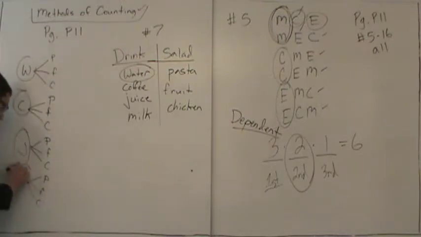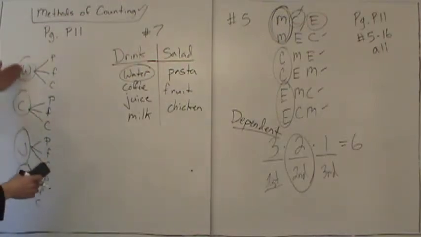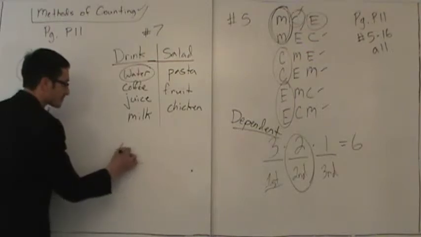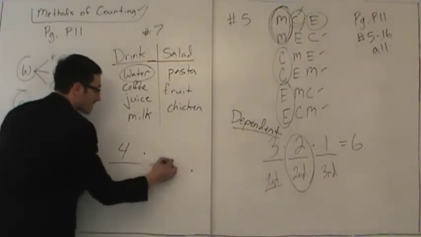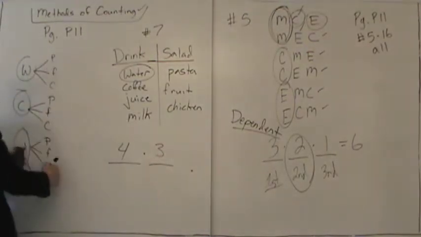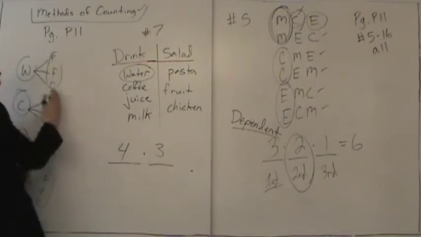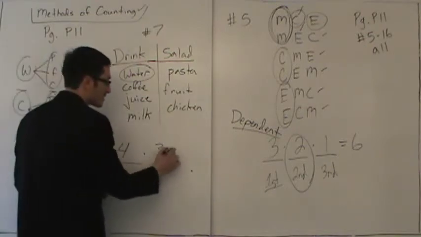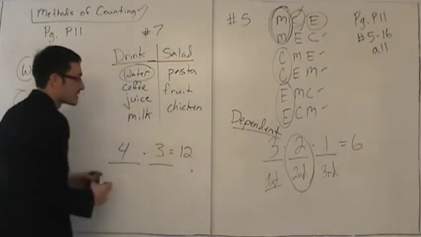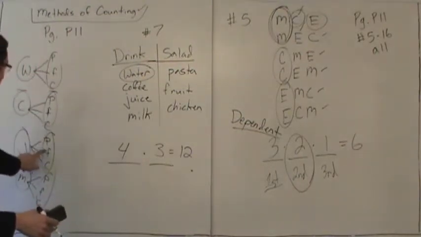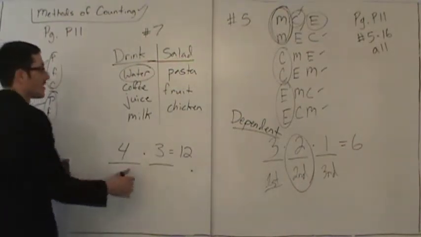I'm hoping you guys can see the multiplication. You have 4 options for your drink, multiplied by 3 options for your salad. Notice water, pasta; water, fruit; water, chicken. So we have 3 options, 3 options, 3 options, 3 options, making a total of what? 12 options. 4 times 3 gives what? 12. Notice you have 4 groups of 3. This is multiplication, so you have 12 options.